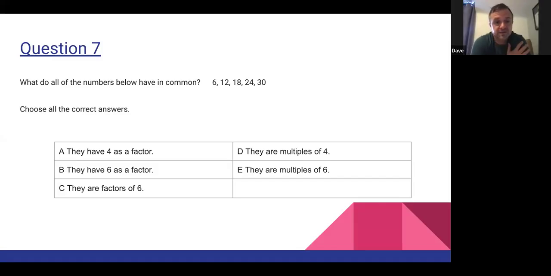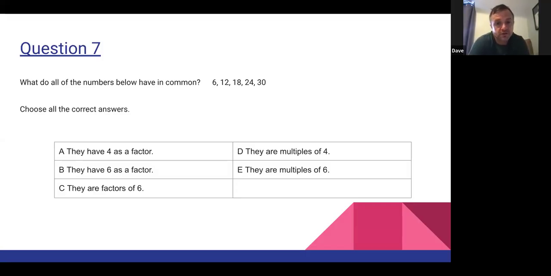B, they have 6 as a factor. So let's see. 6 divided by 6 is 1. 12 divided by 6 is 2. 18 divided by 6 is 3. 24 divided by 6 is 4. And 30 divided by 6 is 5. So it is a factor. They have 6 as a factor. They are multiples of 6.